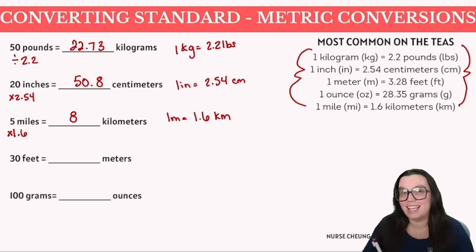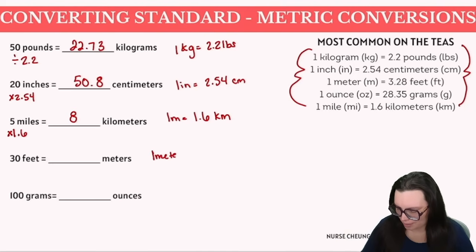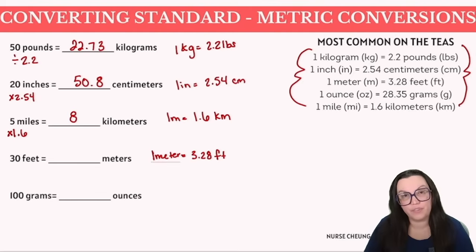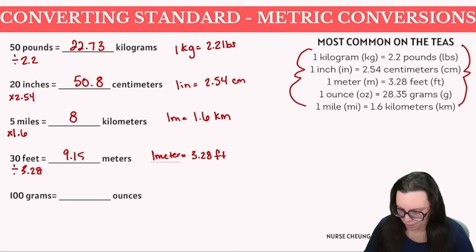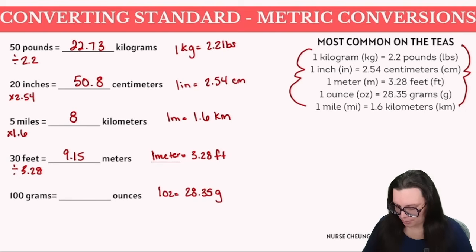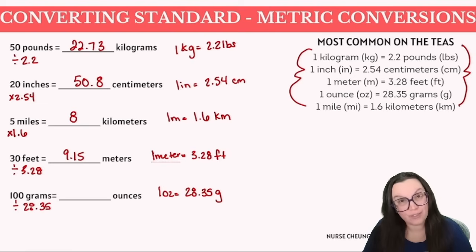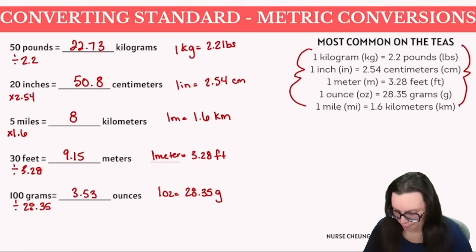So how many meters is in 30 feet? So 1 meter is equal to 3.28 feet. So again, we're going from feet to meters, so we're going to divide by 3.28, and that is going to give us our correct answer of 9.15 meters. And our last question is 100 grams is equal to how many ounces? So 1 ounce is equal to 28.35 grams. So again, we're going from grams to ounces. We're going to divide by 28.35, and that is going to give us our correct answer of 3.53 ounces.